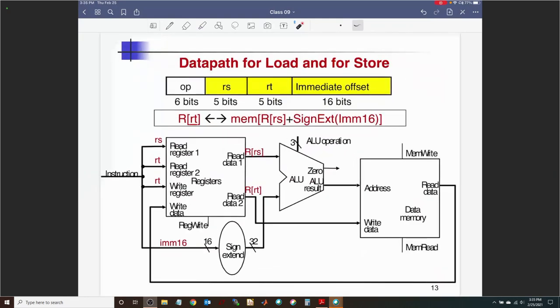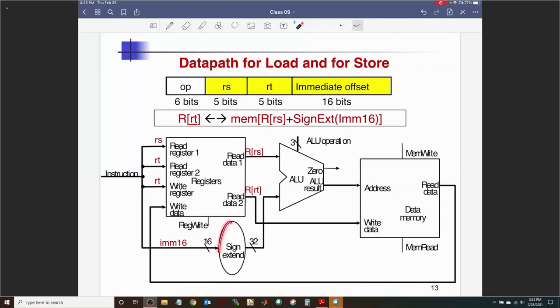Next, data path for load and store. That was for R type. Now we are looking at load and store. So I need to put in a memory block over here right away. Now this picture has the register write that is left as a control that is not connected to anything right now. But we have a few more things that have been added.